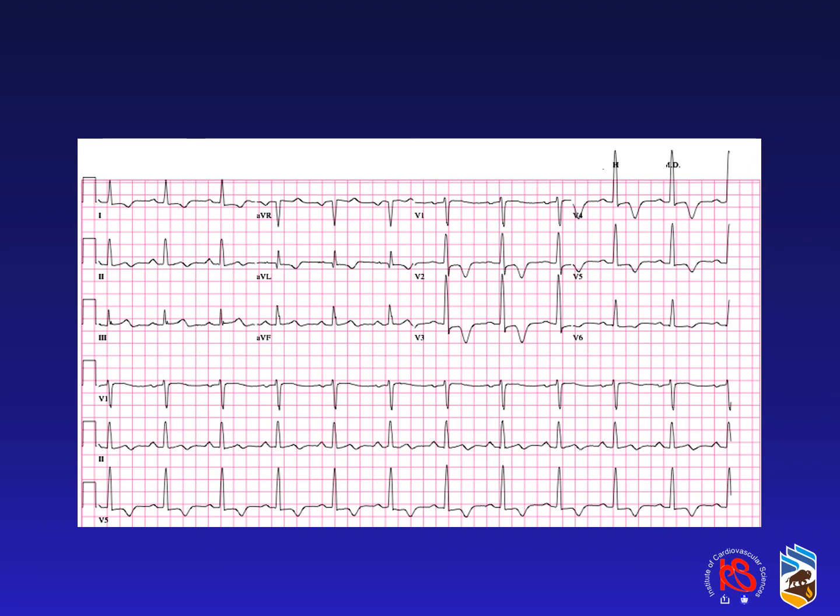On this 12-lead EKG, if we focus our attention to the precordial leads between V1 to V6, we can clearly identify that there are significant T-wave inversion abnormalities present.